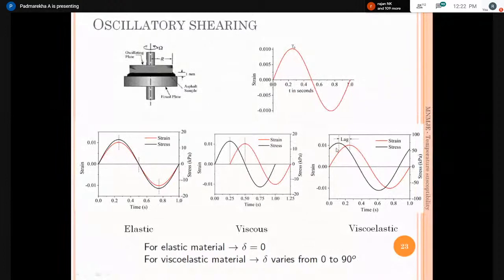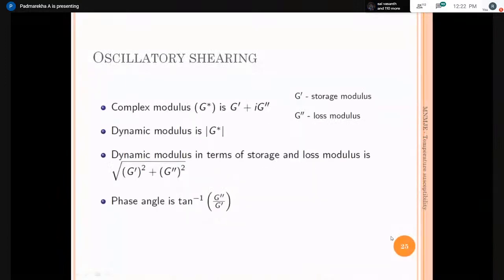So bitumen exhibits viscoelastic behavior; there will always be a lag between the stress and the strain. It is a combination of a viscous portion and the elastic behavior. It's a combination of both elastic and viscous behavior that gives you the viscoelastic behavior. So now, for this oscillatory shear testing, we measure complex modulus.